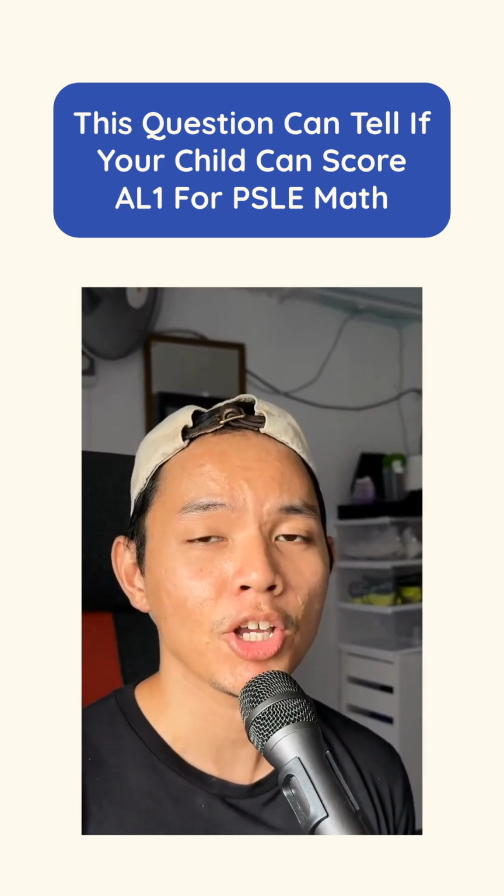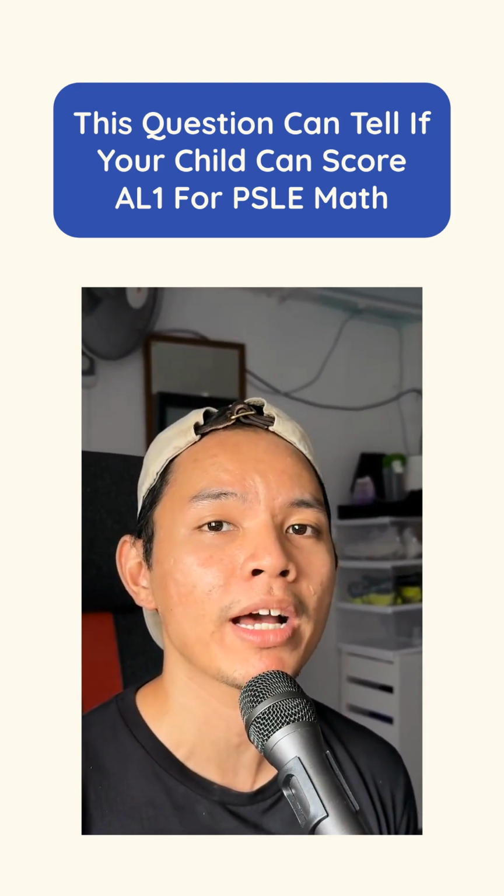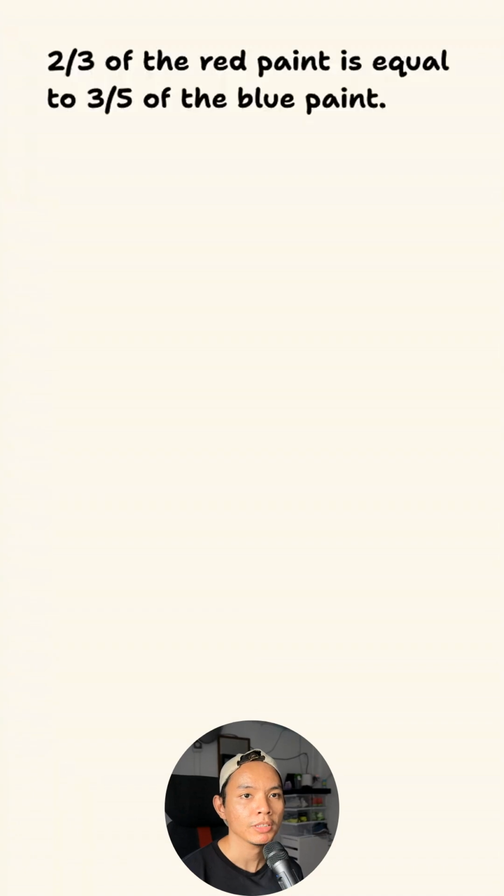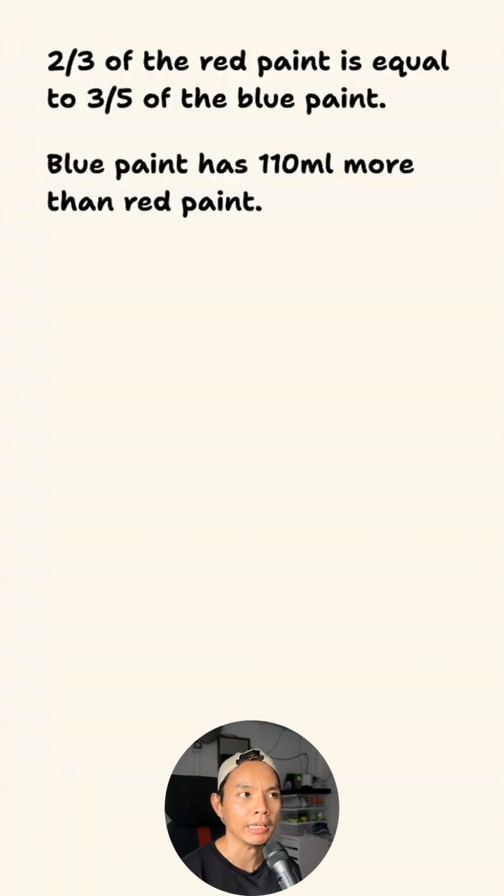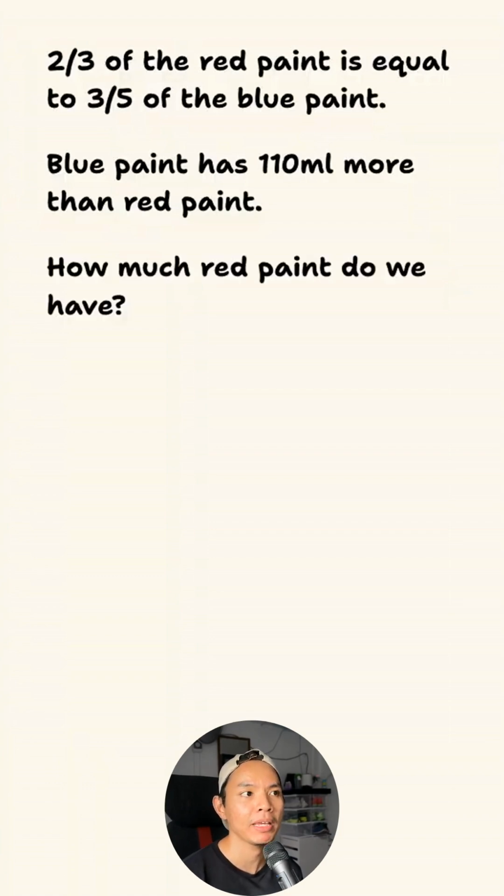This question can tell if your child is able to score AL1 in Math PSLE. So the question is, 2/3 of the red paint is equal to 3/5 of the blue paint. So the blue paint has 110 milliliters more than the red paint. How much red paint do we have?